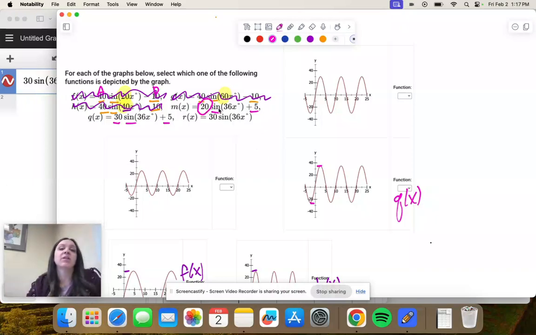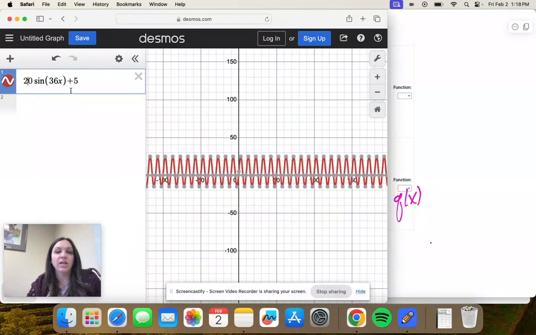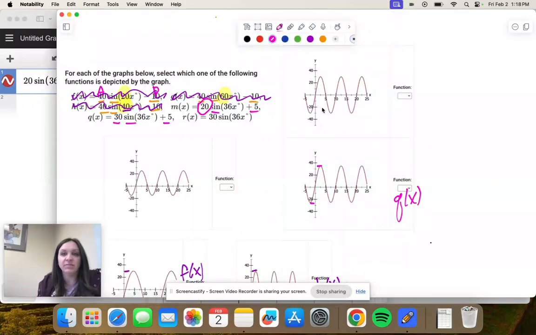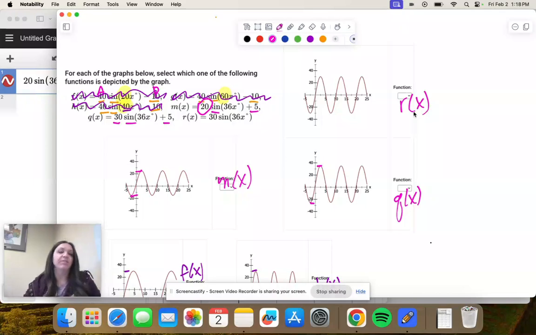And what happens on the next one, it's the exact same, but now I'm changing my amplitude to 20, and so it's going to get smaller. So now 25 and negative 15. It shrunk vertically. I forgot my numbers. 25, negative 15. That's this one. So that one's m of x, and so process of elimination, r of x.